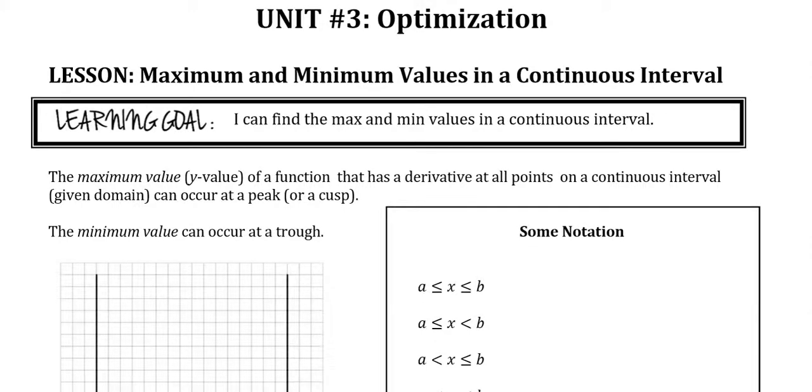Starting a new unit, Unit 3. It's all about optimization, or really, in other words, maximum and minimum values of functions. So everything in this unit has to do with that.